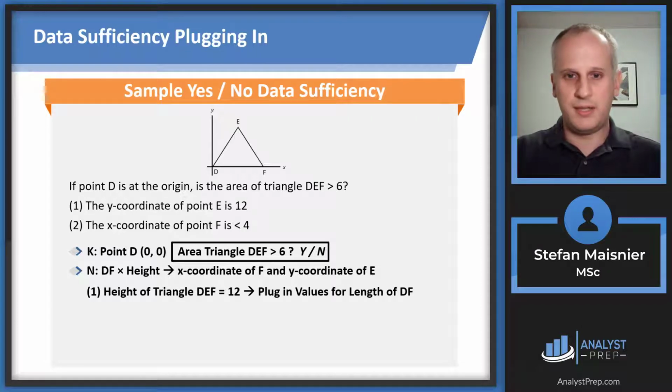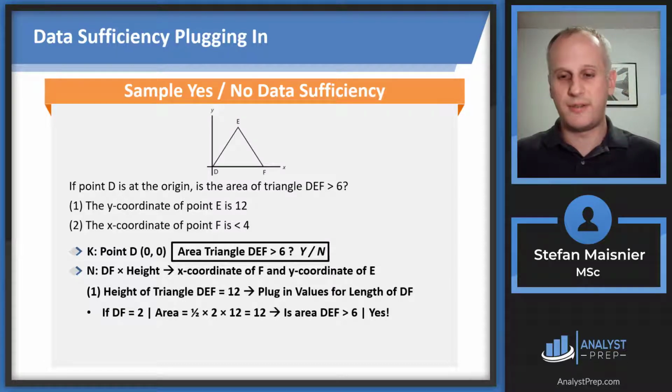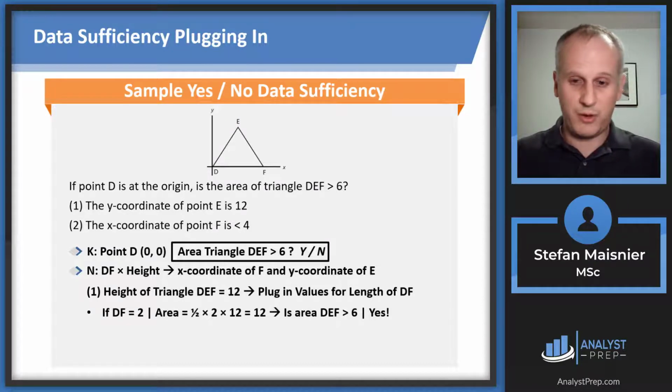And we'll just start with the easiest value that we came up with at the beginning of this, which is 2. So if DF is equal to 2, then the area of this triangle is going to be equal to 1/2 times 2 times 12, which is equal to 12. And the answer to our question, is the area of DEF greater than 6, is yes. So we've got one outcome.